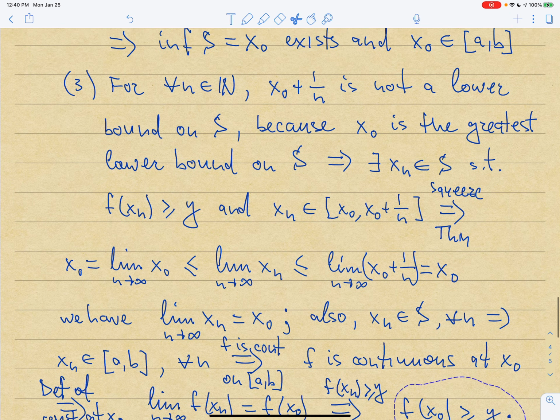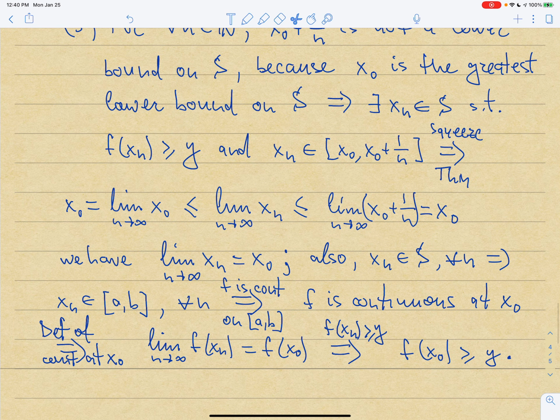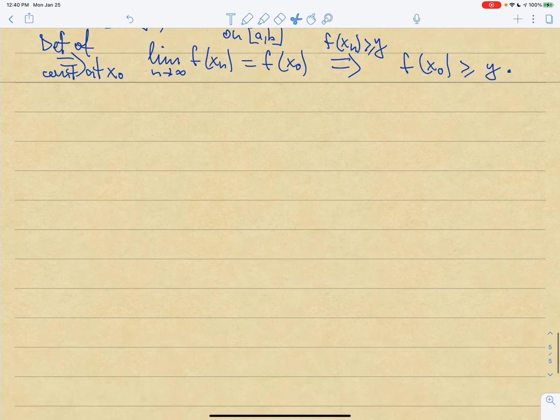So now I also want to show that f of x0 must be less or equal than y, because if it is, then I'm done. A number can only be greater or equal than some other number and less or equal to that number if those two numbers are exactly the same. So let's do number 4.